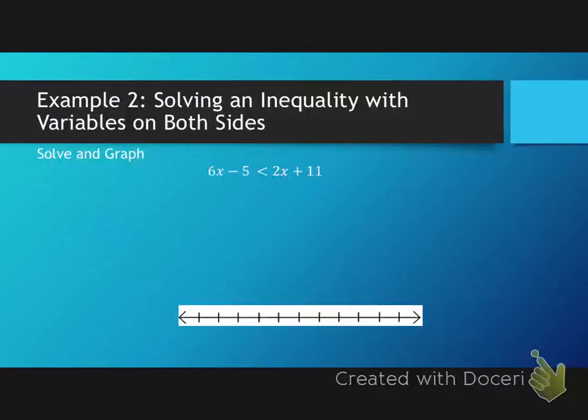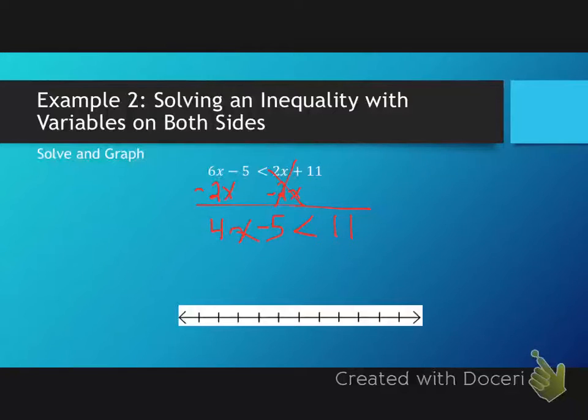Well, I like having the variable on the left side, so I'm just going to move my 2x. The first step is to put the variable on one side of the equation. So I'm going to subtract 2x, putting the variable on the left side of the equation. And I'm going to get 4x minus 5. And then I've got an 11 on this side. Nothing was multiplied or divided, so we keep the inequality sign. We subtracted 2x, not multiplied or divided, so this inequality stays the same.